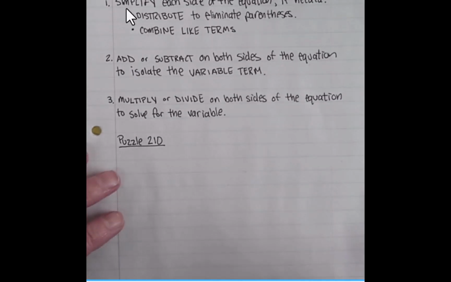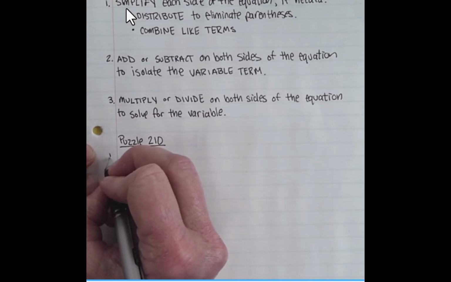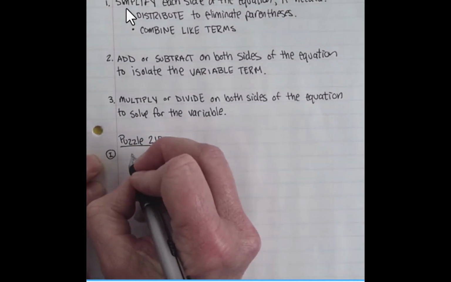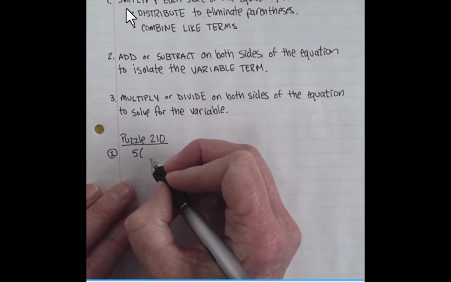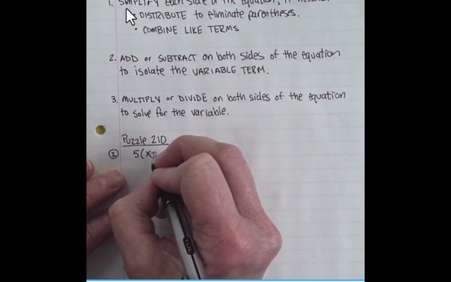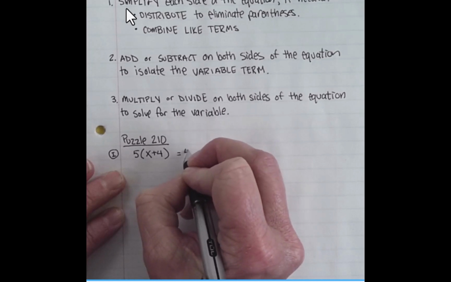Let's start with the first problem and follow these 3 steps to solve it. It's a puzzle, so the first problem is problem I. We're going to start by just writing down the equation. It's 5 multiplied to, and this is in parentheses, x plus 4. Close those parentheses, and that's equal to 40.